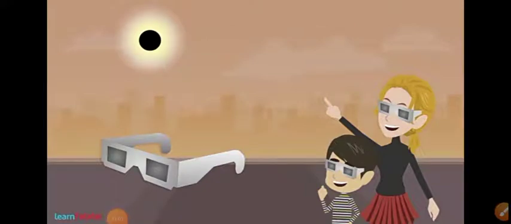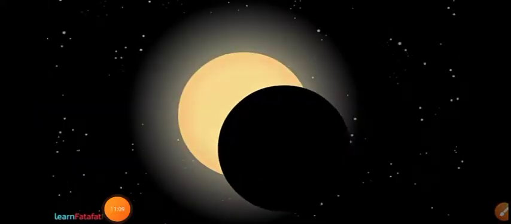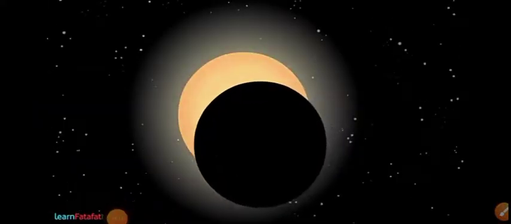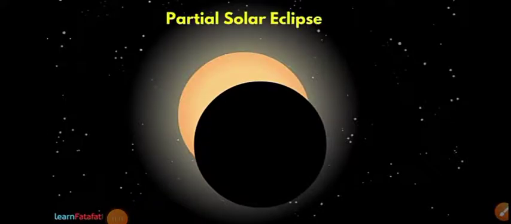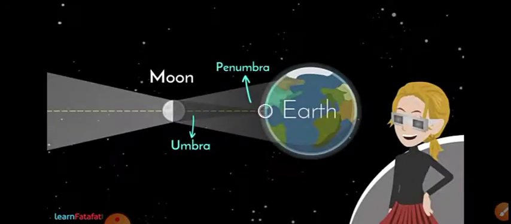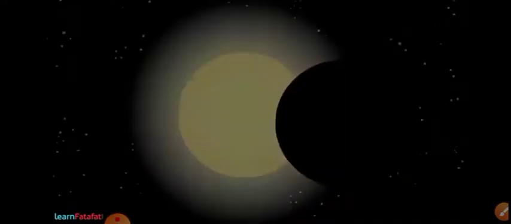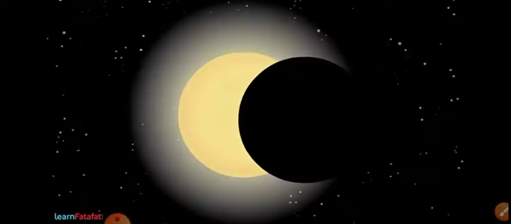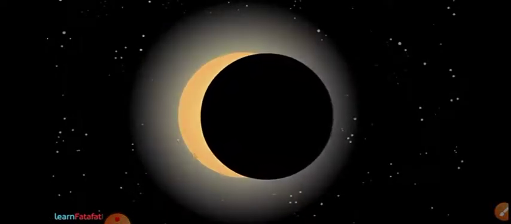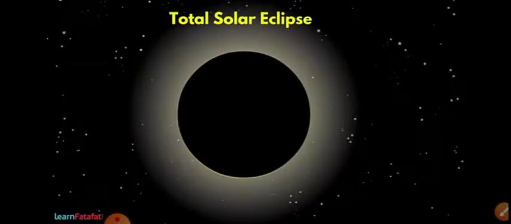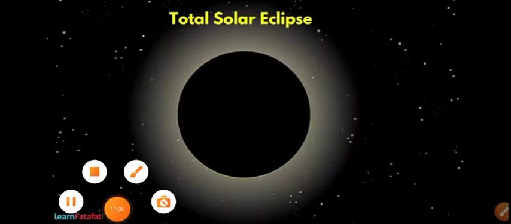If you want to observe it, there is a special type of goggle. Sometimes it is partial and sometimes it is full. If it is partial, we say it is partial solar eclipse. And if it completely falls on the earth, we say it is full, meaning total solar eclipse.